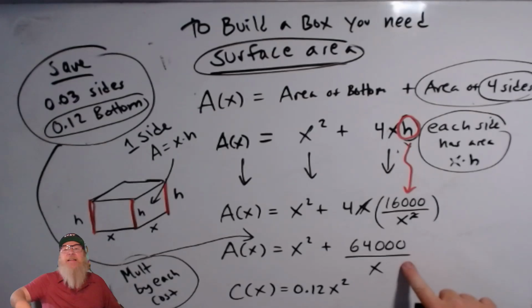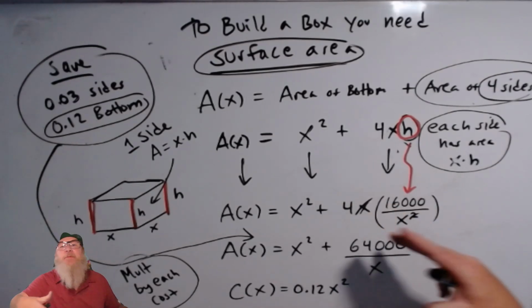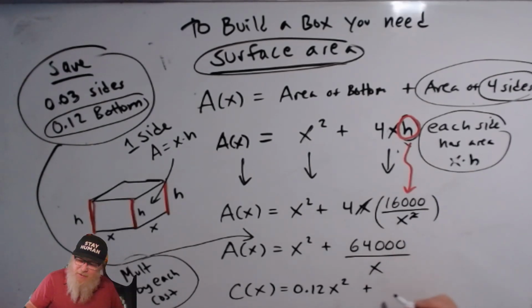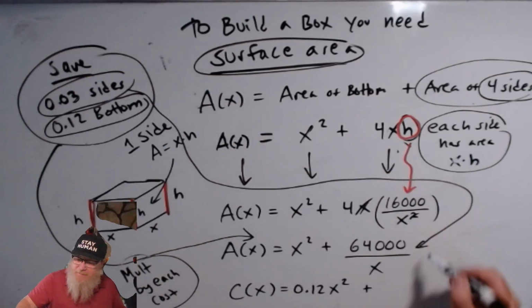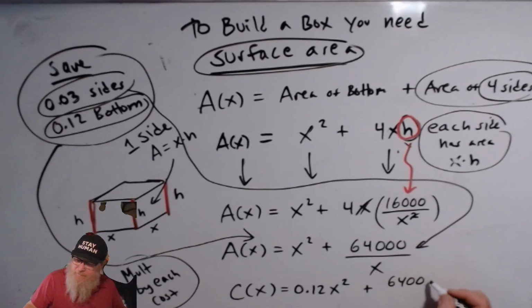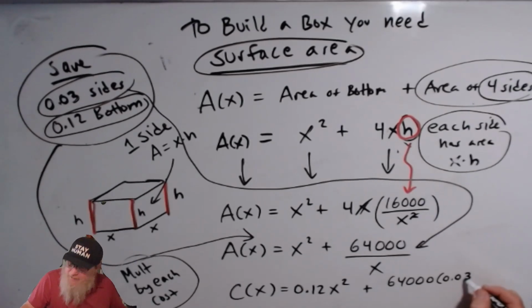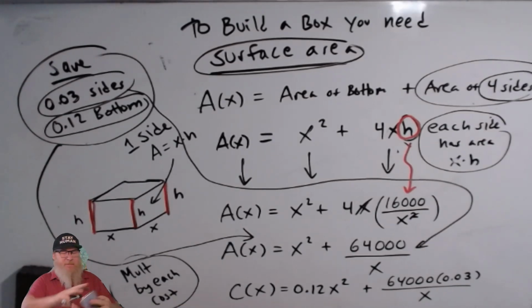It's interesting that the sides no longer have the square on it, but I mean they did. They did a minute ago. We just simplified it. So this still represents the sides, the square inches of the sides, and then multiply that by 0.03, and that's our cost function. So all of that work was because we didn't have a cost function.